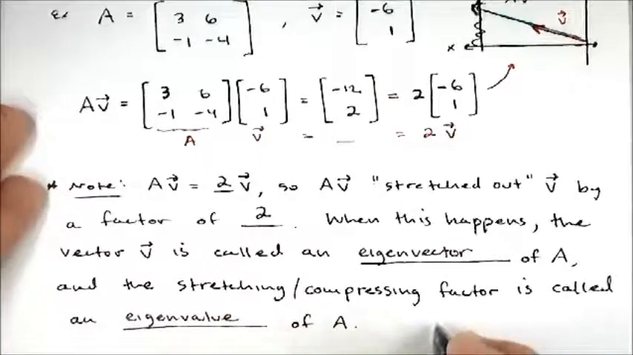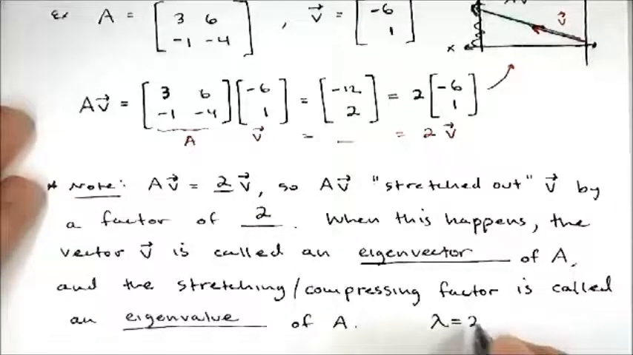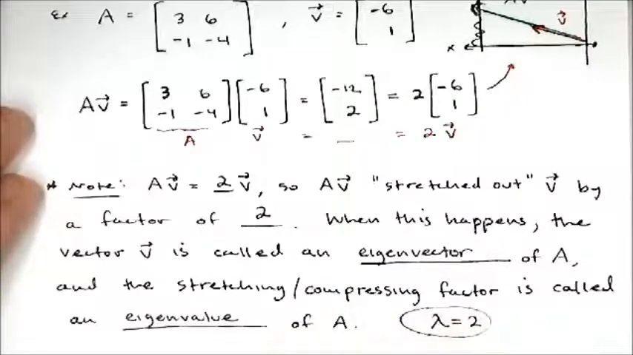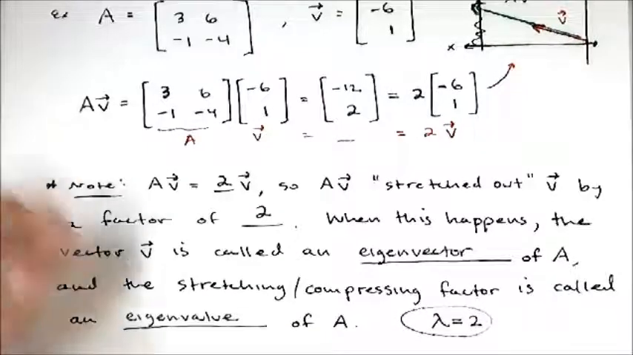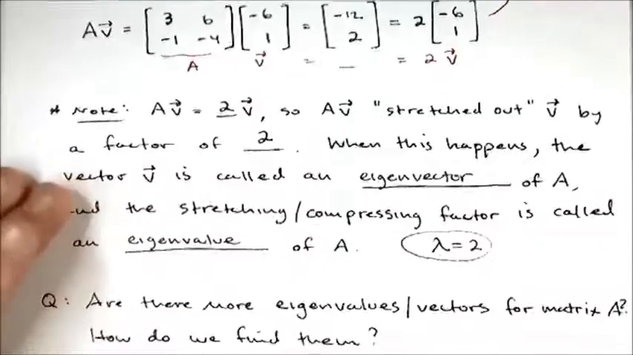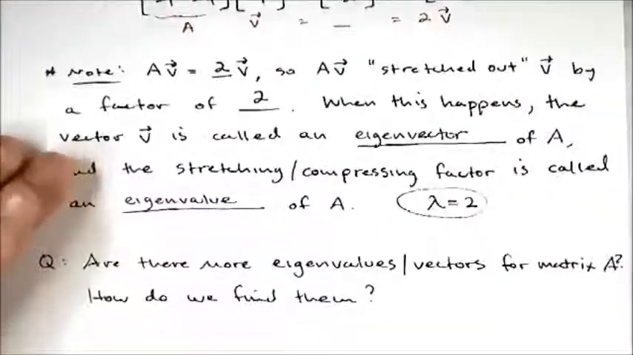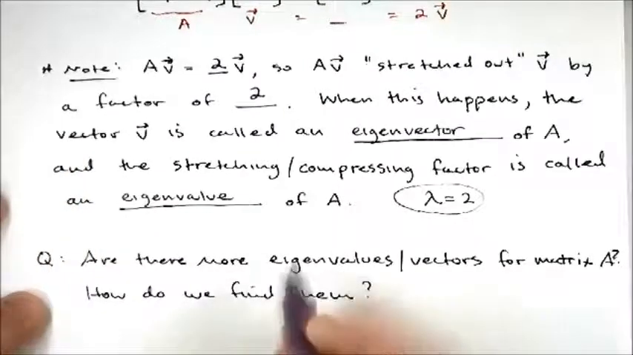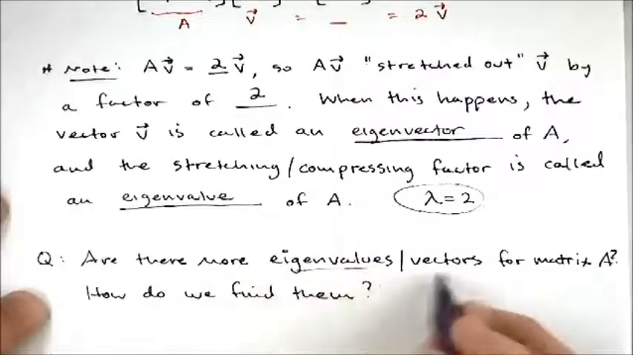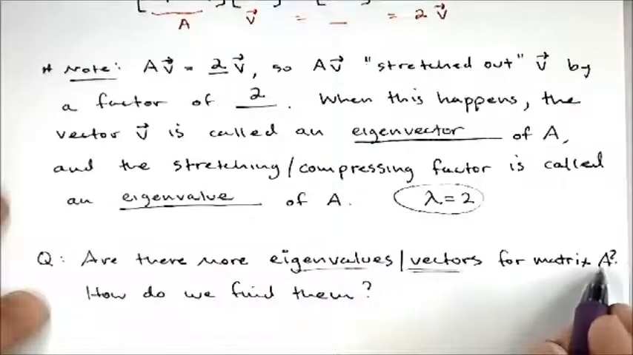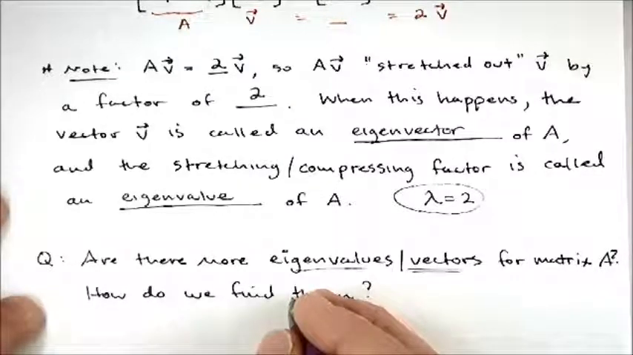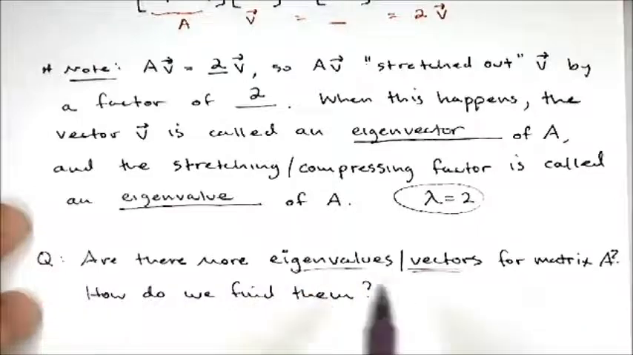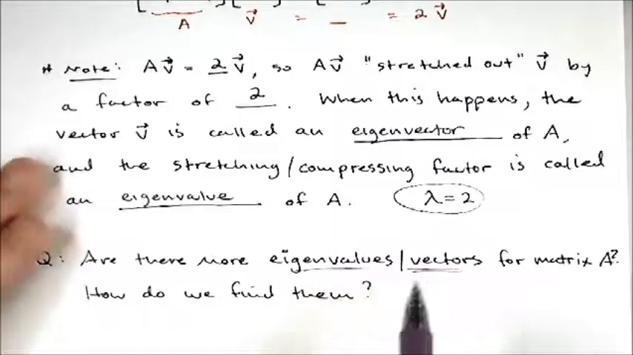of A. And you've already probably seen this. We usually use lambda to describe that. So lambda is equal to 2. That's an eigenvalue. And so then, since I told you we're interested in these things, the natural question would be, are there more eigenvalues and eigenvectors for this particular matrix A, right? And how do we find them? The answer to the first question is yes.